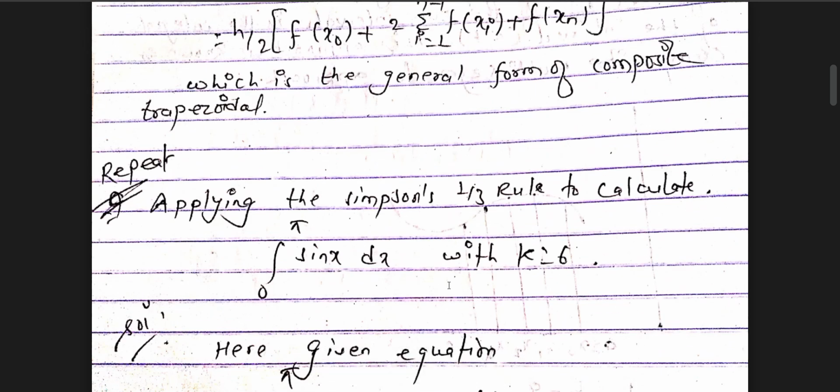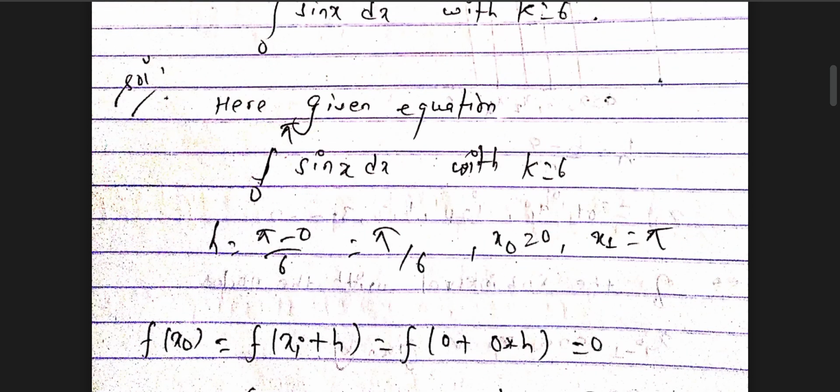Applying the Simpson 1 by 3 rule to calculate sin x dx with k6, here is the given equation.